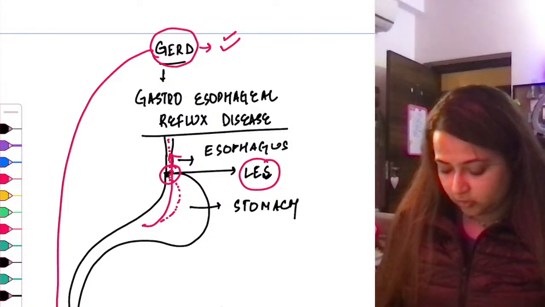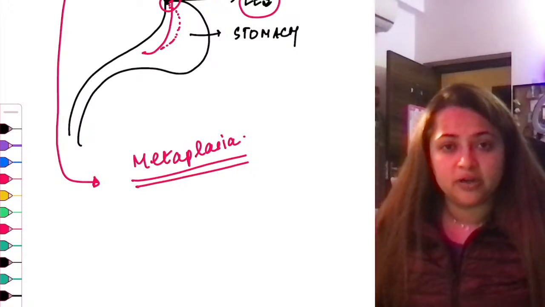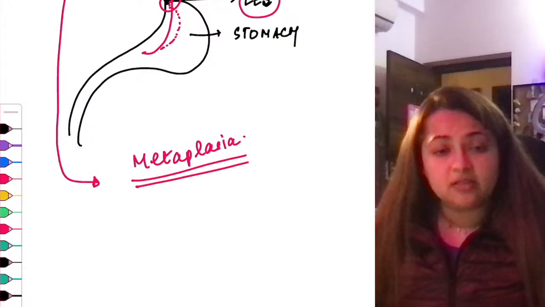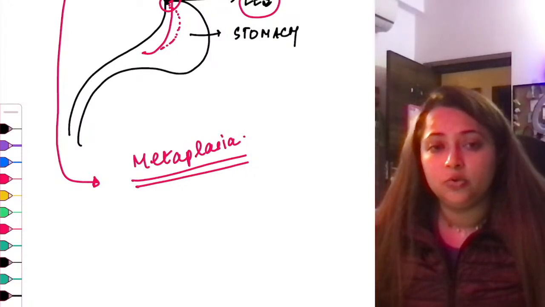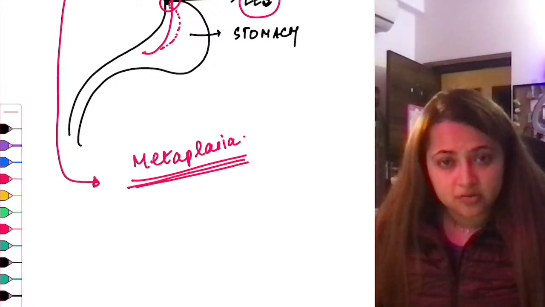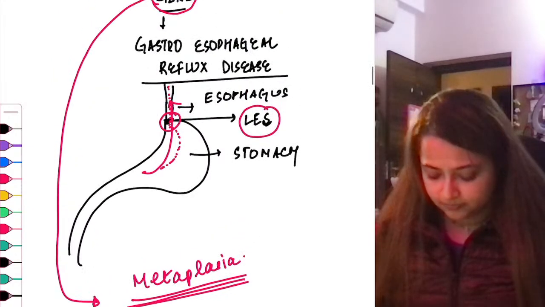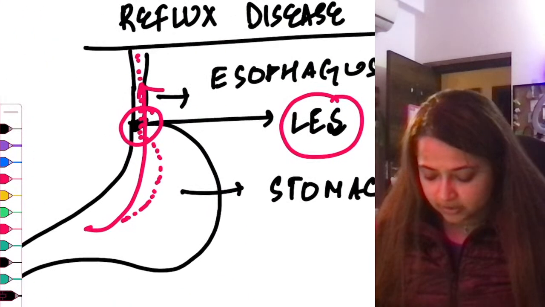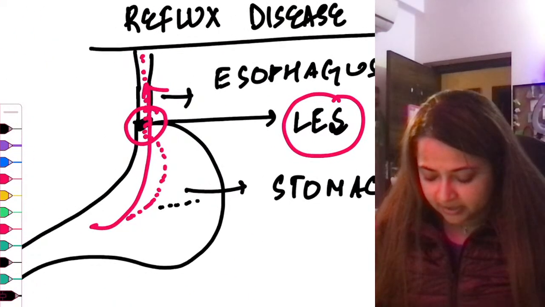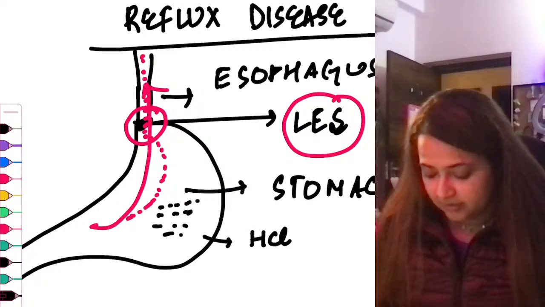See, first of all, you tell me what is metaplasia. Metaplasia means the conversion, or replacement, of one type of mature epithelium into another type. Okay? So there occurs a type of metaplasia here if chronic GERD is there. Okay, what is the reason? The reason is, supposing this is stomach. Stomach contains acid, that is HCl.